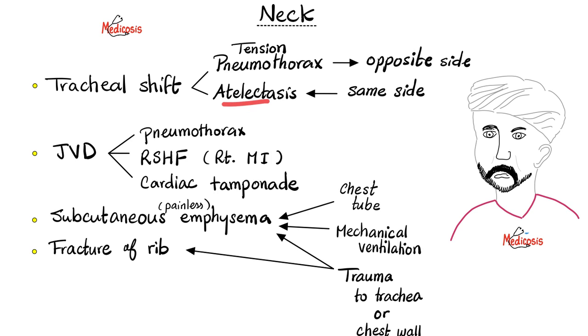But if I have atelectasis, which is collapse of the lung, suppose that the atelectasis is on the right side, then as the lung shrinks, it is going to pull the trachea towards it, so towards the right side, which is the same side as the atelectasis.